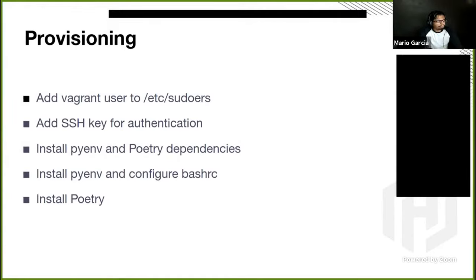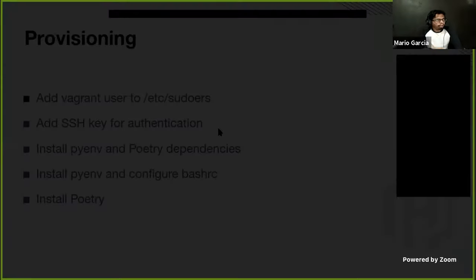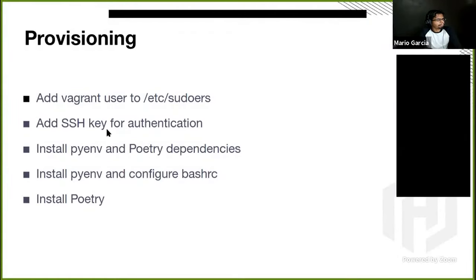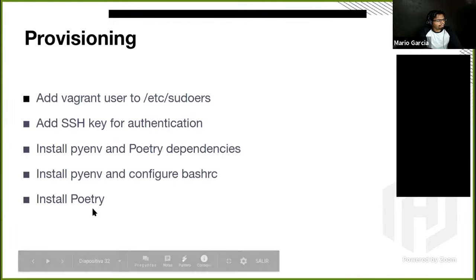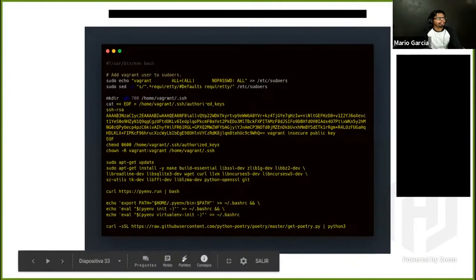What are the instructions? Well, we have to add the Vagrant user to the configuration file for sudoers on Linux, and then add an SSH key for authentication. This will be a key that will be replaced after initializing our environment, but we have to create one for a general configuration of that. And then install Pyenv and Poetry dependencies. Install Pyenv and configure bashrc, and then install Poetry. These are all of the instructions that are listed here.